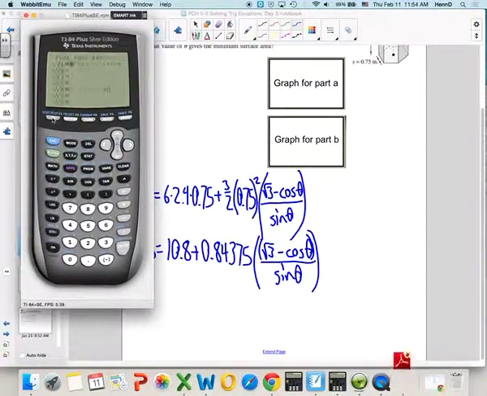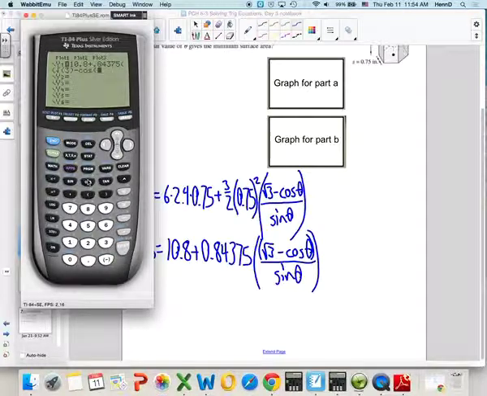So let's go to y equals. We have 10.8 plus 0.84375 parentheses. Now this is the parentheses to hold this whole thing in. Then I need another set of parentheses for my numerator. And now I have the square root of 3. I need to close the parentheses for my square root.